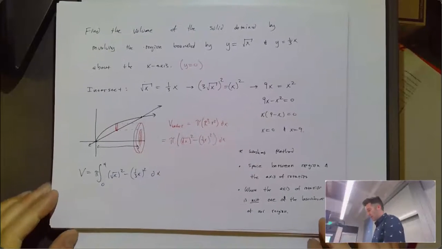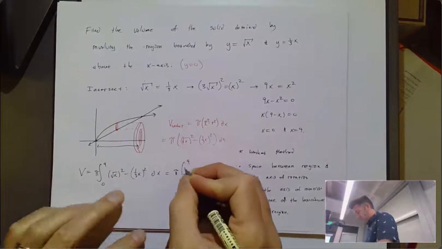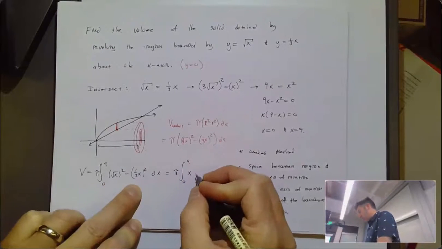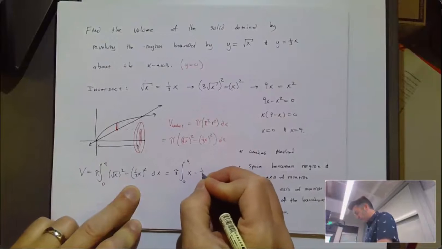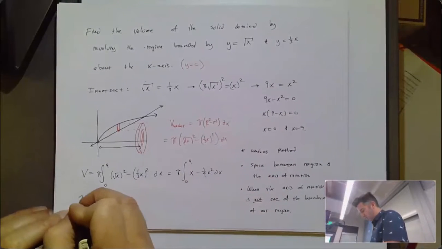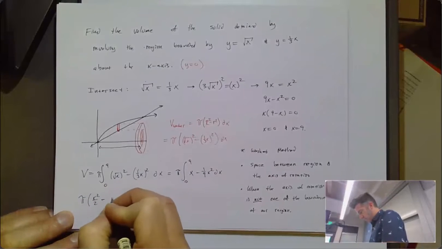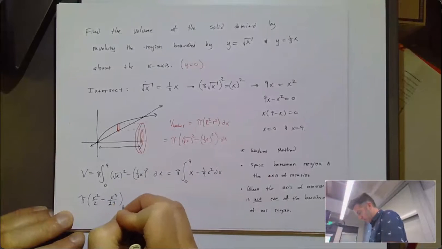And yeah, we might as well calculate it. It's pi times the integral from 0 to 9. Square root of x squared is nice. 1/3 x squared is 1/9 x squared. Not terrible. And then if we anti-differentiate, we're going to get x squared over 2 minus x cubed over 9 times 3, which is 27, from 0 to 9.